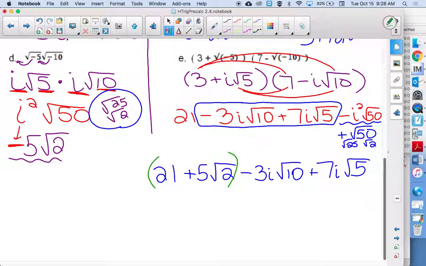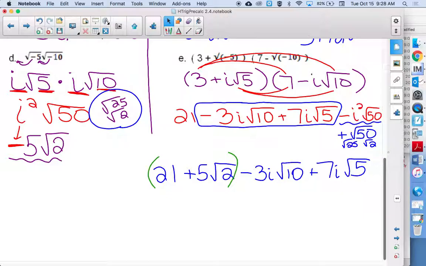Questions with multiplying complex numbers? Doesn't matter which order you put the real numbers in. The real number, like the integer, needs to be first. So the integer is always the most important number, whether it's positive or negative. And then the square root, and then any imaginary numbers. Other questions?